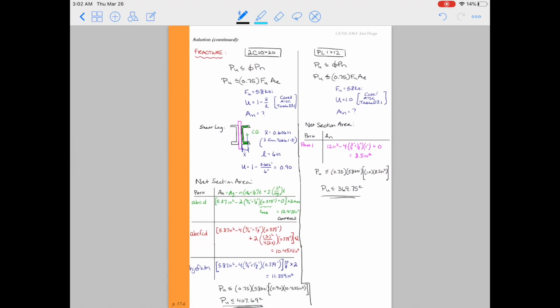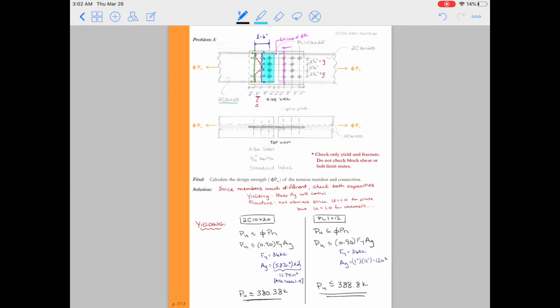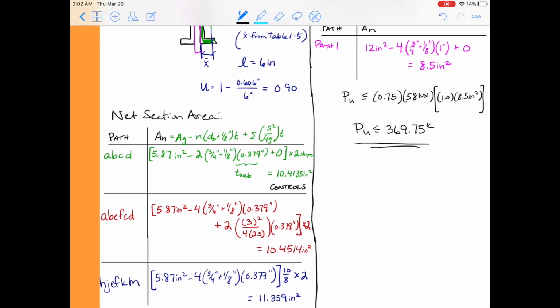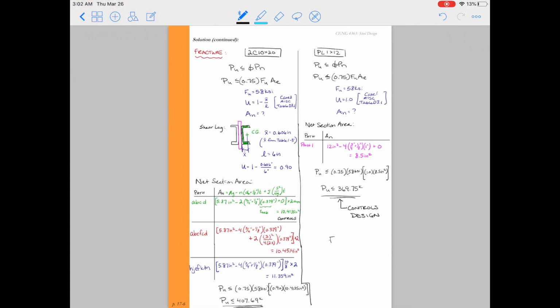Alright, so now we have to take a look at the overall, what is the final capacity of this connection? Well, we go back, we look at yielding. For yielding in the channel members, we expected yielding at 380.83. For yielding in the plate, 388.8 kips. For fracture in the channels, 407.7. And for fracture in the plate, 369.75 kips. So we see that the lowest capacity is this 369.75 kips. We would say this controls the design.